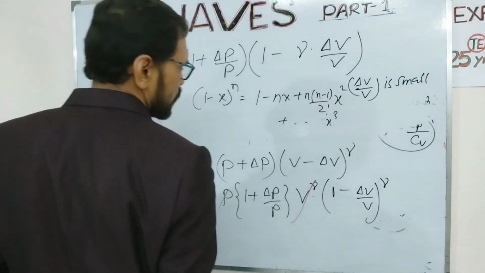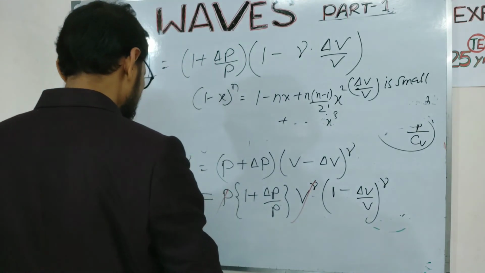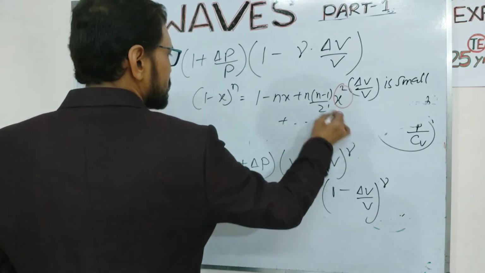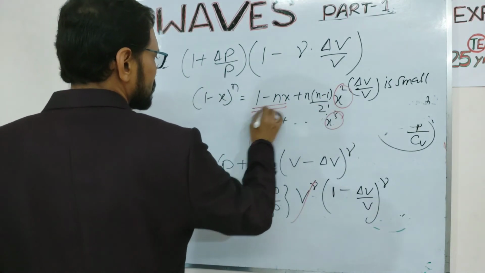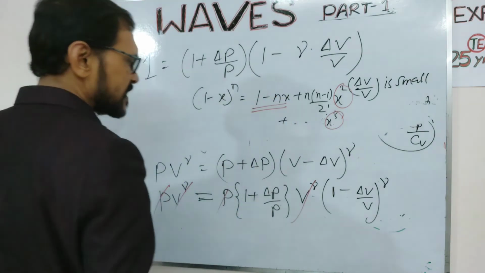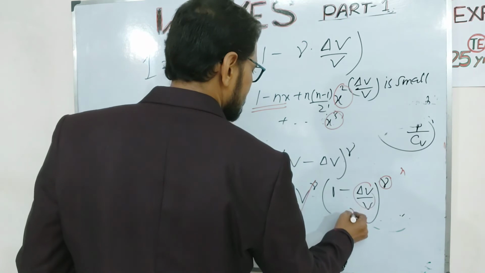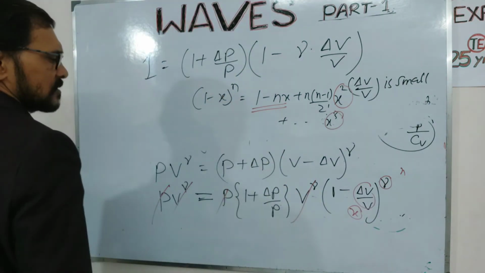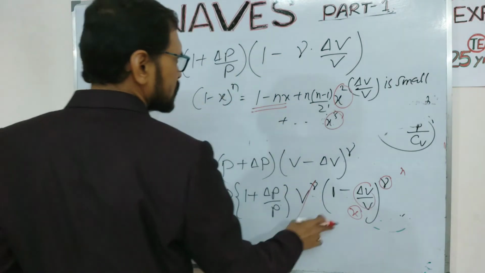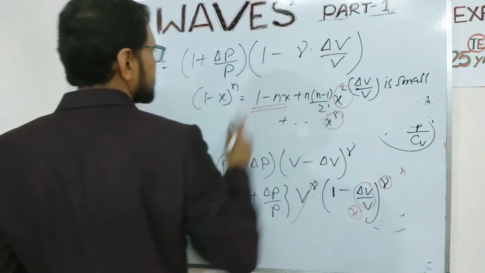As x is small, the higher powers of x are negligible, so we only take 1 minus nx. So this is n and this is x. The result is 1 minus nx. So I write here 1 minus nx.